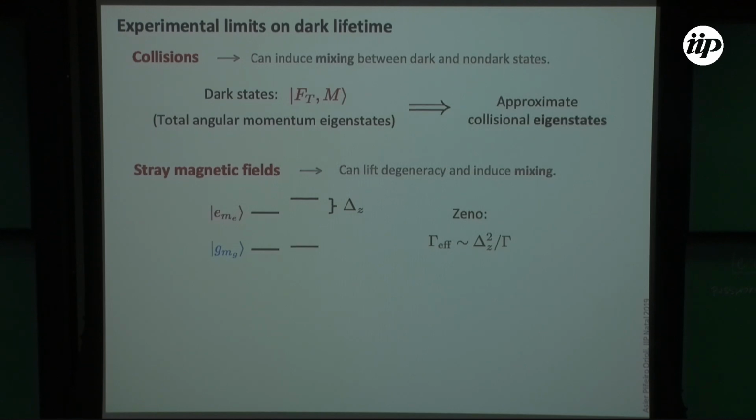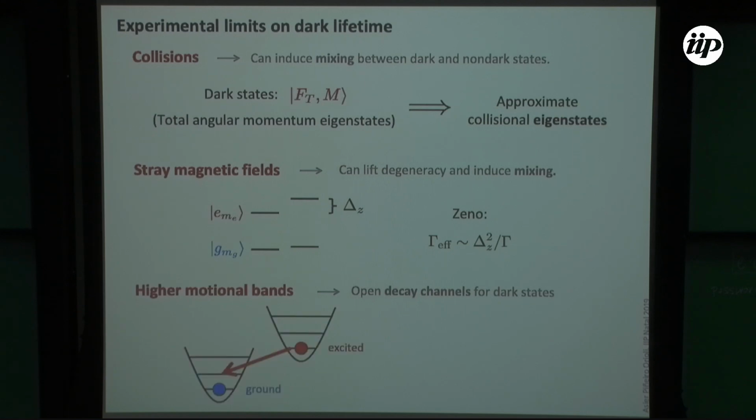However, if the detuning is small compared to the line width of the transition, then again the Zeno effect can help us and reduce the effect of this by inducing an effective decay rate that scales only quadratically with this. And finally, I assume that the atoms remain in the motional band of the ground state, but of course it's an approximation. In principle, there can be non-vanishing decay to a higher motional band.